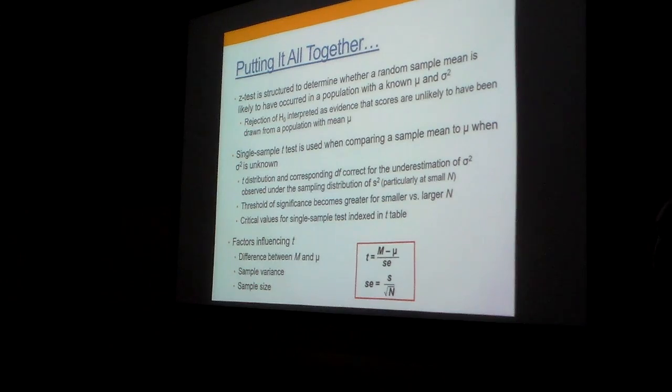So, factors influencing our test statistic, right? If we're working with the t-distribution, we calculate our test statistic the same way we calculated z. Not anything new or interesting going on here. It's still our sample mean minus the population mean over our standard error. Standard error is just our sample standard deviation over the square root of n, right? But things that will impact our test statistic include the difference between our sample mean and our expected value under the null hypothesis, right?